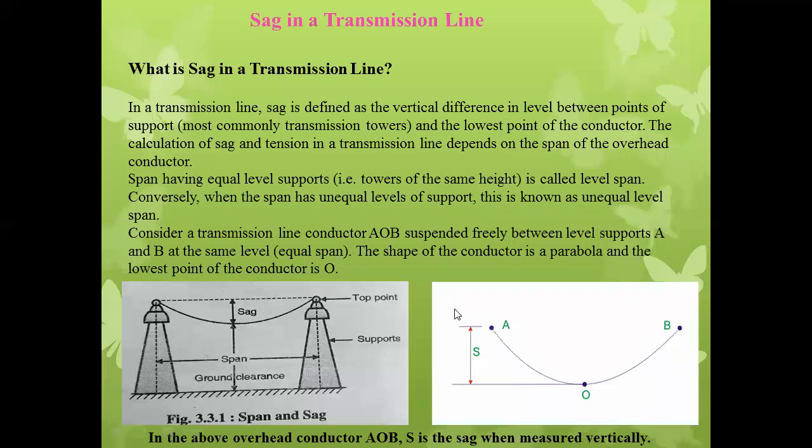So once again I will repeat. In case of wooden pole, 40 to 50 meters should be the span length, or distance between the two poles or two vertical structures. In case of steel tubular poles, 50 to 80. In case of RCC pole, 80 to 200 meters, and steel tower 100 to 300 meters.